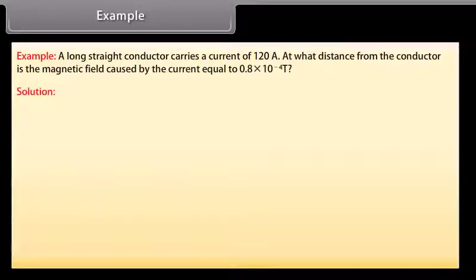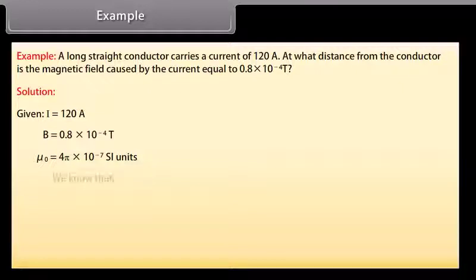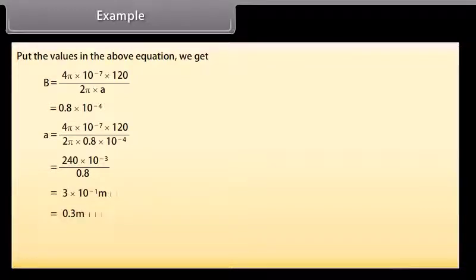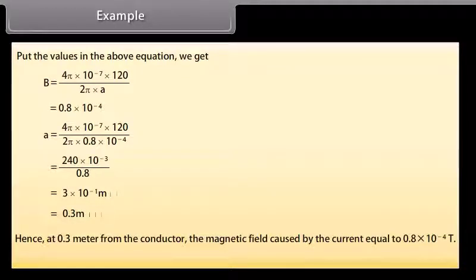Let's see the solution. Here, the given values are I is equal to 120 ampere, B is equal to 0.8 into 10 raised to the power minus 4 Tesla. Mu naught is equal to 4 pi into 10 raised to the power minus 7 SI units. We know that B is equal to mu naught I upon 2 pi a. By putting the values in the equation, we get the value of a is equal to 0.3 meters. Hence, at 0.3 meters from the conductor, the magnetic field caused by the current is equal to 0.8 into 10 raised to the power minus 4 Tesla.